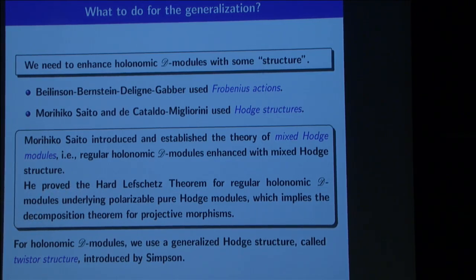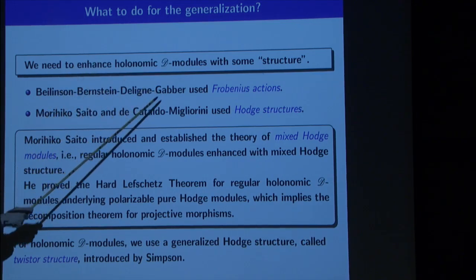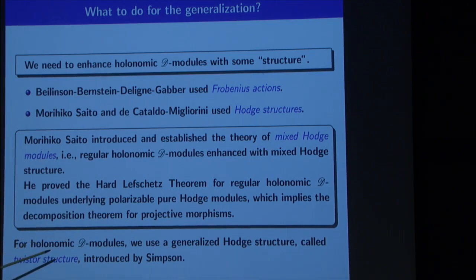But anyway, we need some structure. We have to enhance holonomic D-modules with some structures. For holonomic D-modules, we use a generalized Hodge structure instead of the ordinary Hodge structure, called twistor structure, which was introduced by Carlos Simpson. So let me explain twistor structure.